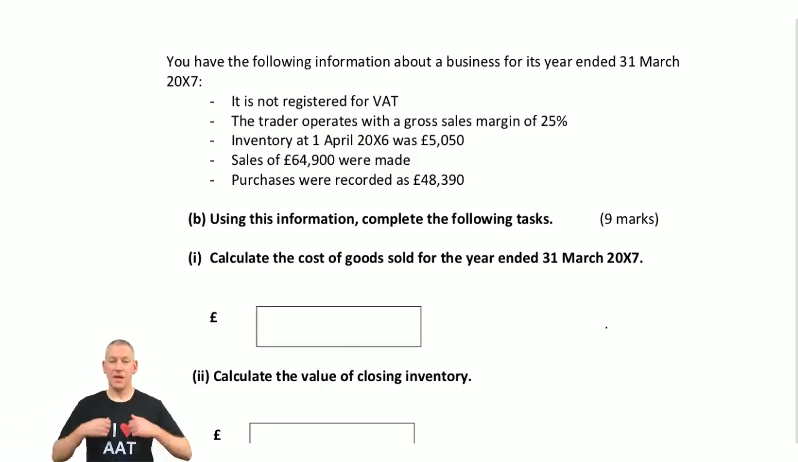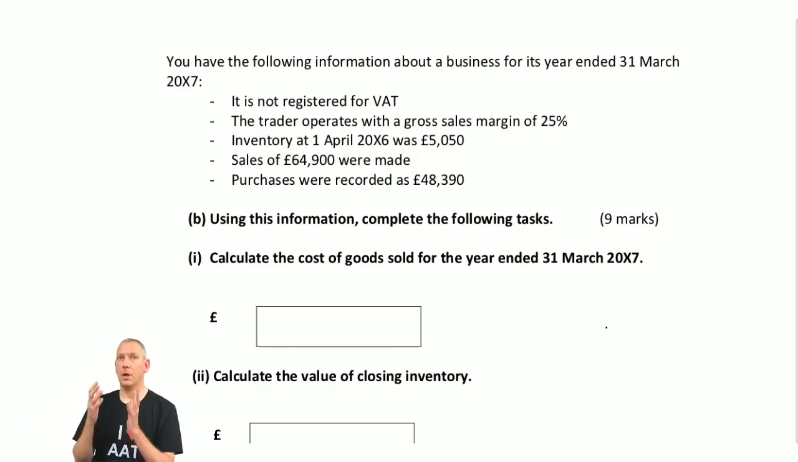So if I sell to you at £1, then 25 pence of that is profit, so 75 pence of it is costs. So the proportion of my sale price that is costs is 75p in the pound.